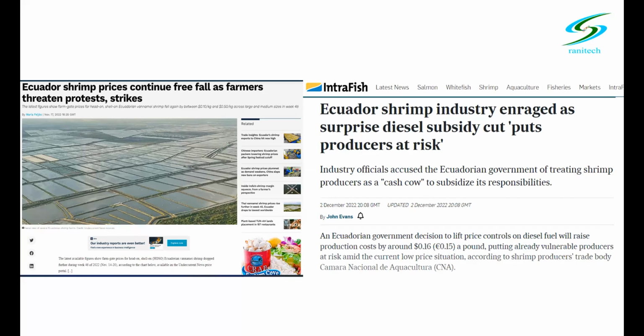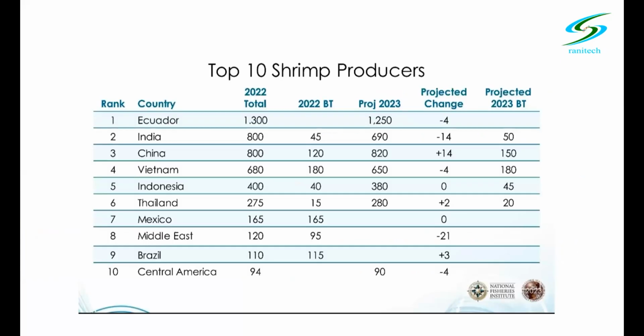And very recently, even the Ecuador government has stopped giving subsidy for diesel for large shrimp farmers. And I think this is going to also impact production from Ecuador. So Ecuador projections may not really go ahead as projected. From the recent global conference, we have information stating that Ecuador produced almost 1.3 million metric tons for 2022, and the projections are now only 1.2 million metric tons. So they have reduced their projections.